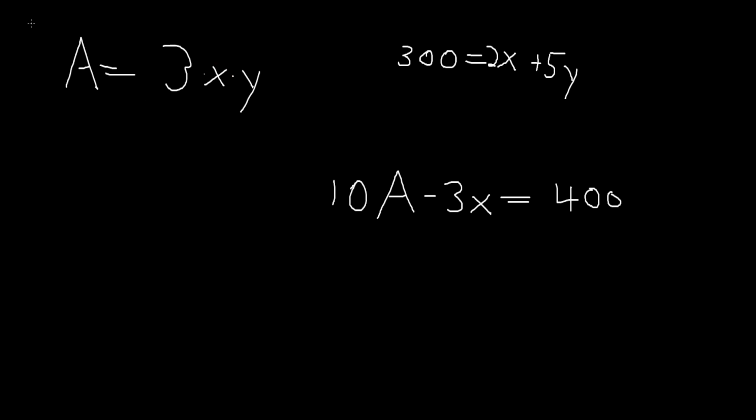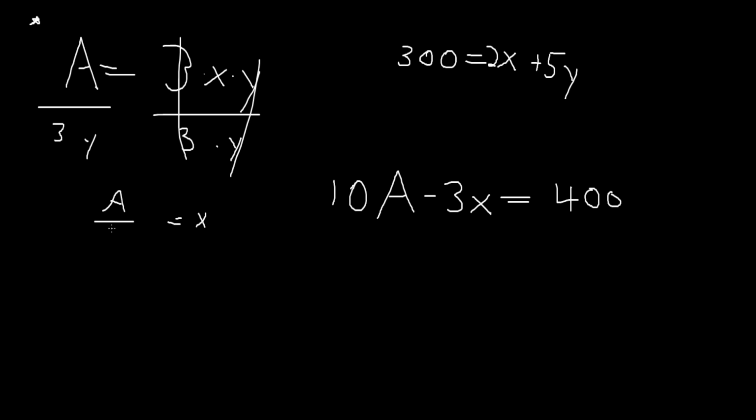So let's go over here and let's get x by itself. x is multiplied by 3 and it's multiplied by y. So if we divide by 3 and y on both sides, we'll get x by itself. Okay, so cancel that, cancel that. So x is equal to a over 3y. Now in any equation where there is an x, we can replace it with a over 3y. So let's go over here now.